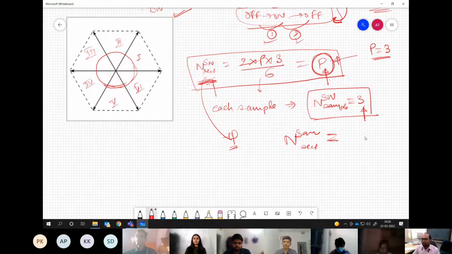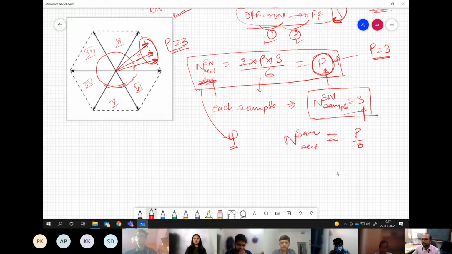Correct? Now we are trying to say how many samples should be taken to realize the total number of these switchings. P equal to 3. How many samples should be taken? Sir, 1. How is it coming? P divided by 3. 3 by 3. Yes, sir.